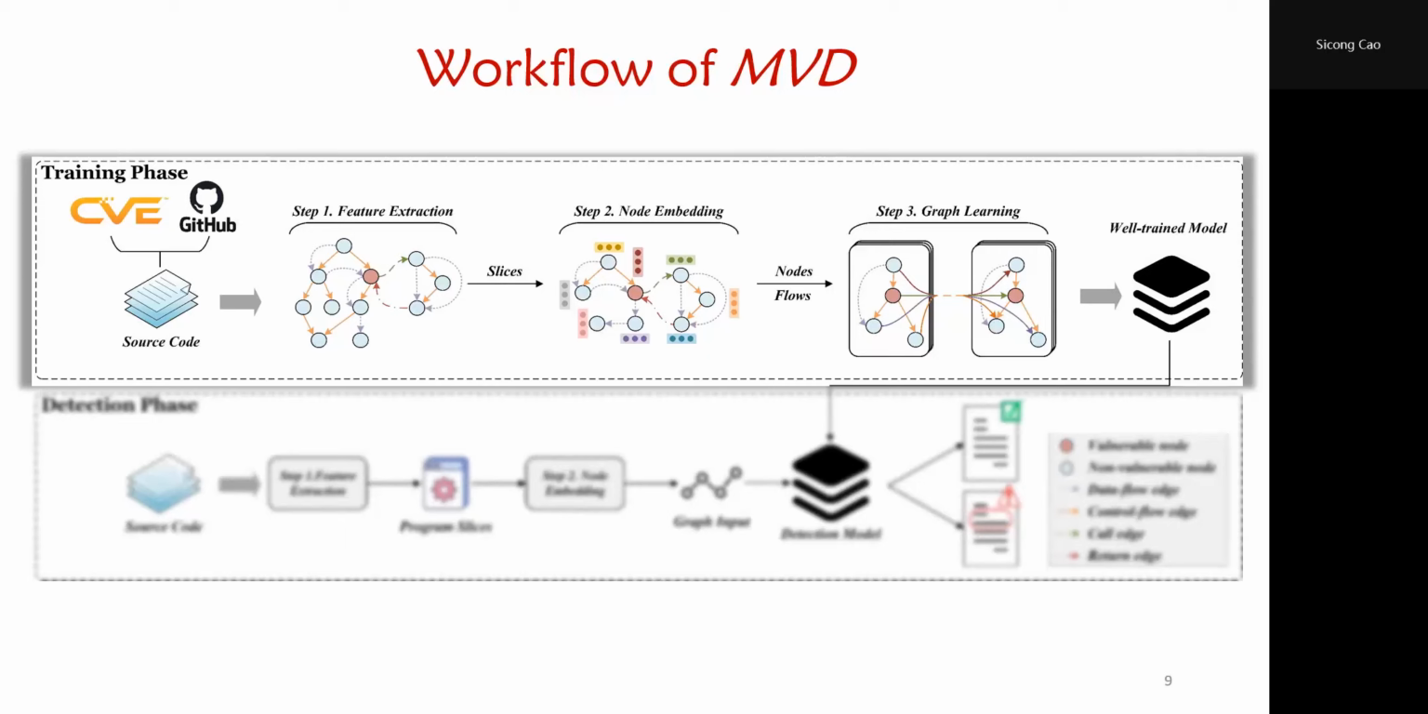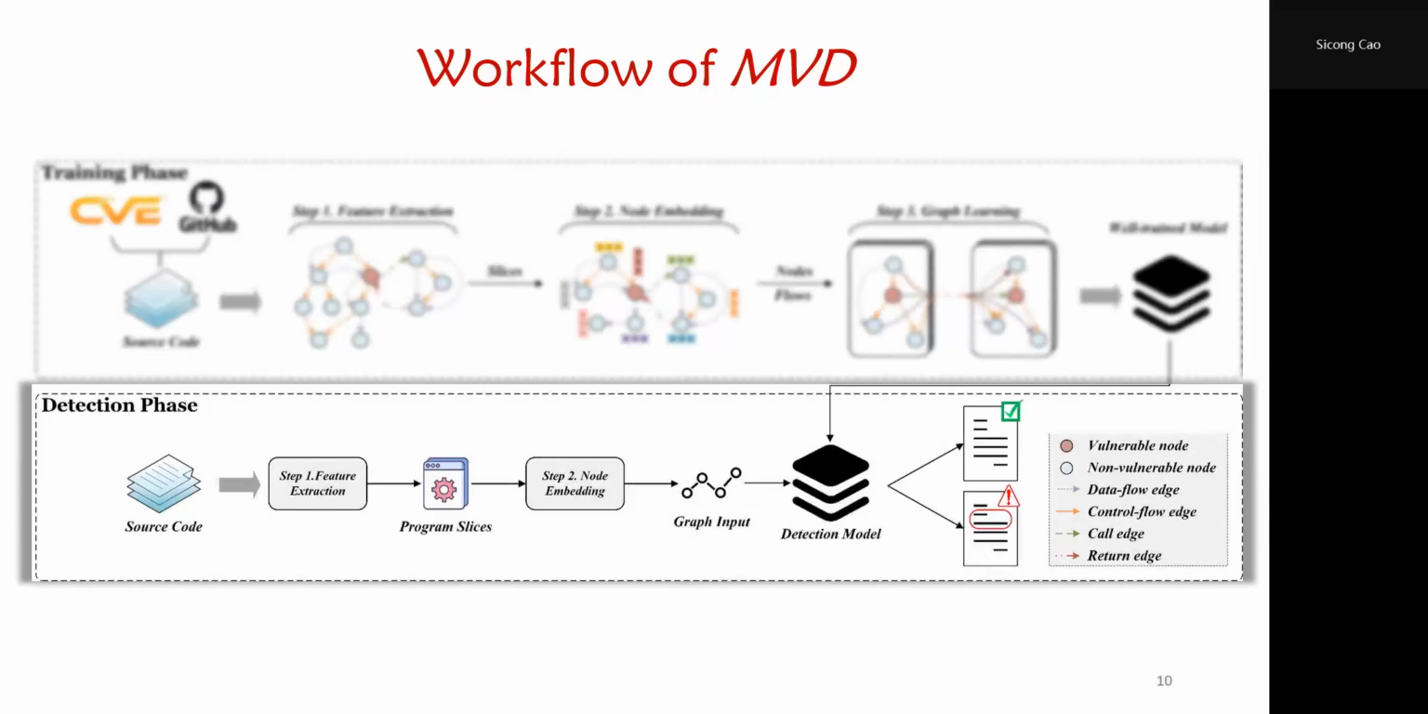In step 2, MVD uses doc2vec to transform the statements of each slice into low-dimensional vector representations. In step 3, MVD uses flow-sensitive graph neural networks, FSGN for short, to jointly embed nodes and relations to learn implicit vulnerability patterns and rebalance the node-level distribution. Finally, a well-trained model is produced for vulnerability detection at the statement level.